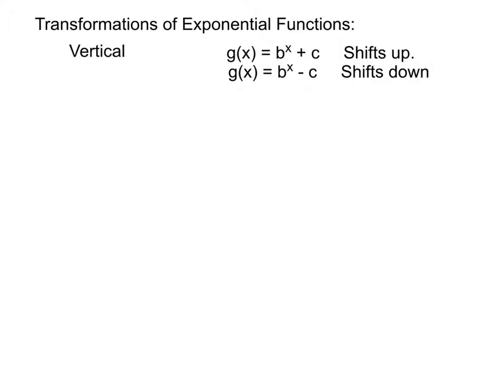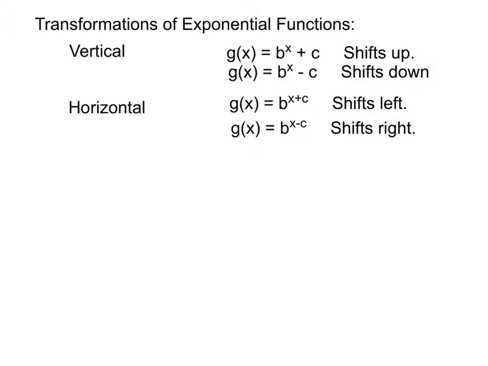So for vertical translation, if you've got something like b to the x plus c, it shifts up. Or if you have b to the x minus c, it shifts down. And in both cases, it's c units that it shifts, either up or down. For horizontal translation, the c now gets added to the exponent. So if you've got g of x is equal to b to the x plus c, it shifts to the left c units. And if you've got g of x is equal to b to the x minus c, it shifts to the right c units.